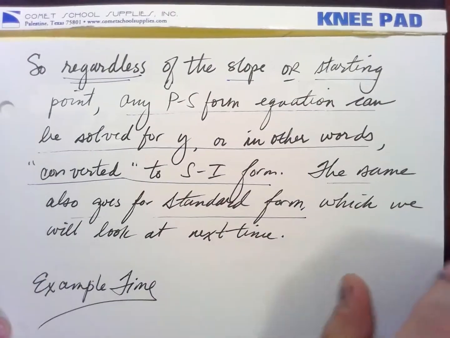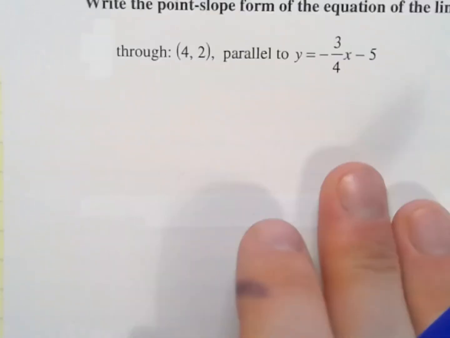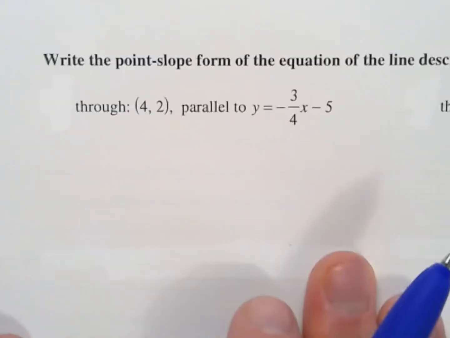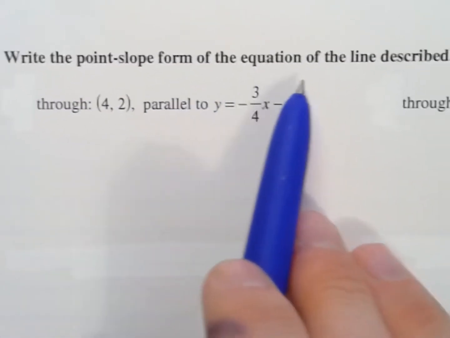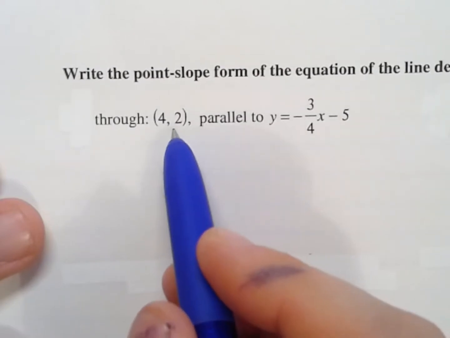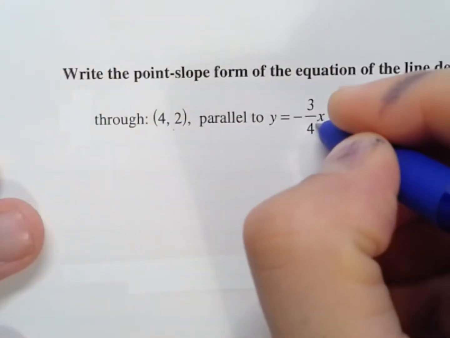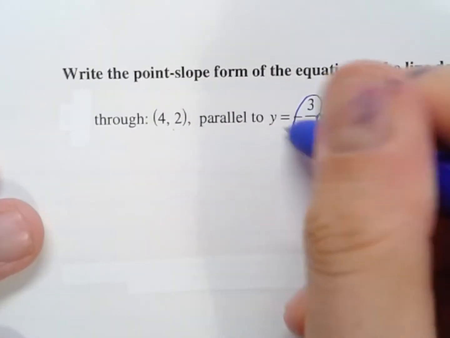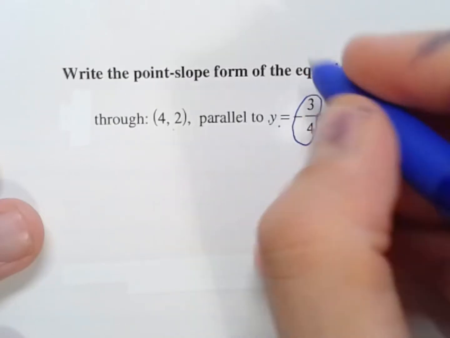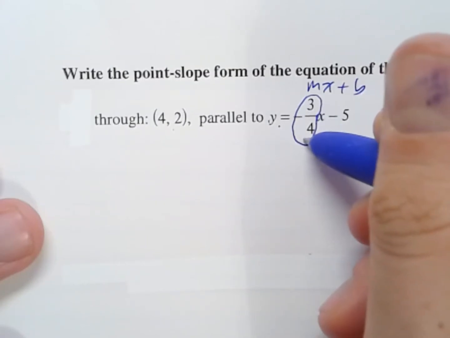So, example time. We've got a couple of examples here. Let me zoom in just to make it really obvious what we're doing. The directions say write the point-slope form of the equation of the line described, and then I've added convert it to slope-intercept form. So if we look at this, we're looking at through 4, 2, so this is our starting point, and parallel to this line here. Well, if it's parallel to this line, then I know that has to be my m, because this is y equals, so this is mx plus b. So if that's mx plus b, I know it has to be parallel to a line with a slope of -3/4.